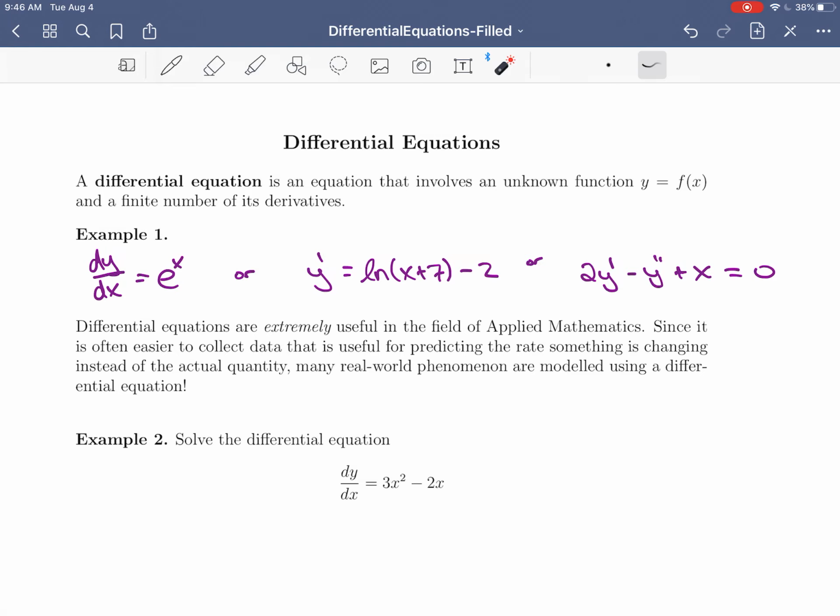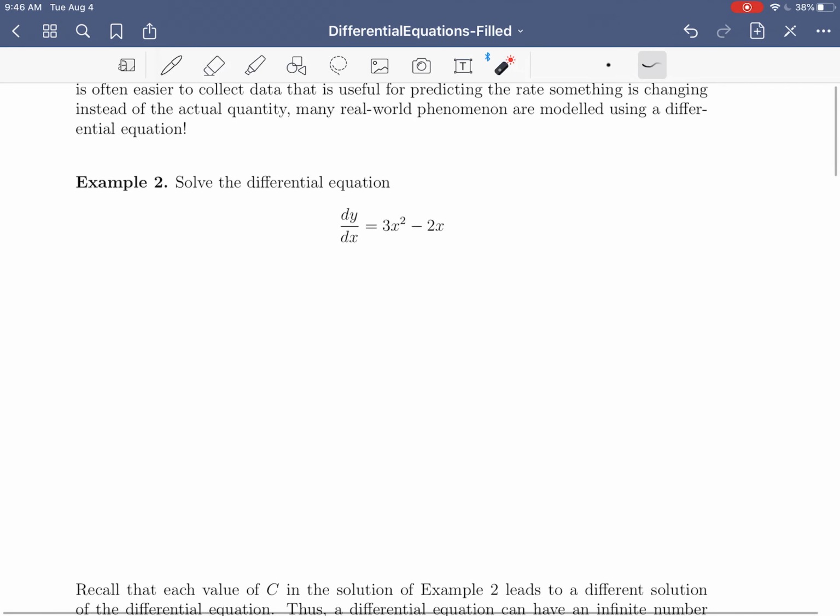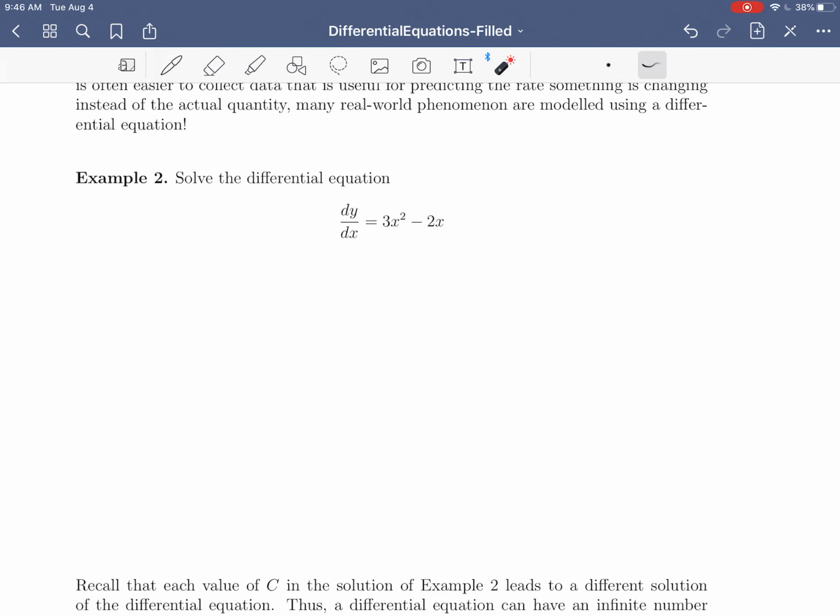The reason why they're so useful, I think I mentioned this before, is that it's often easier to collect data that predicts the rate that something is changing rather than the actual quantity. So when you're predicting the rate, that means you're predicting a derivative. So your model is for the derivative, and then you have to solve that to find the quantity. So that's where differential equations come in. And we've actually already done most of this.